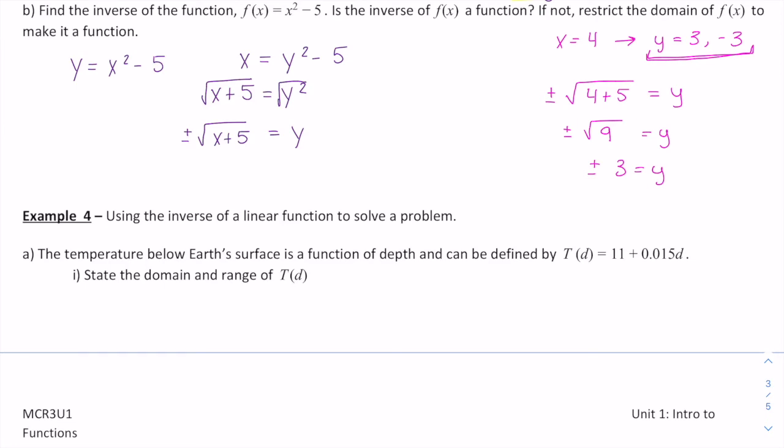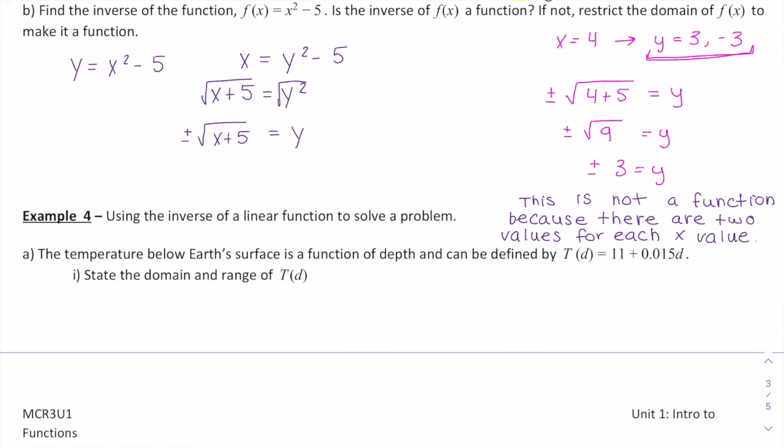So what we'll write for the first part is that this is not a function, because there are two y values for each x value. And again, that's because of that plus or minus situation.